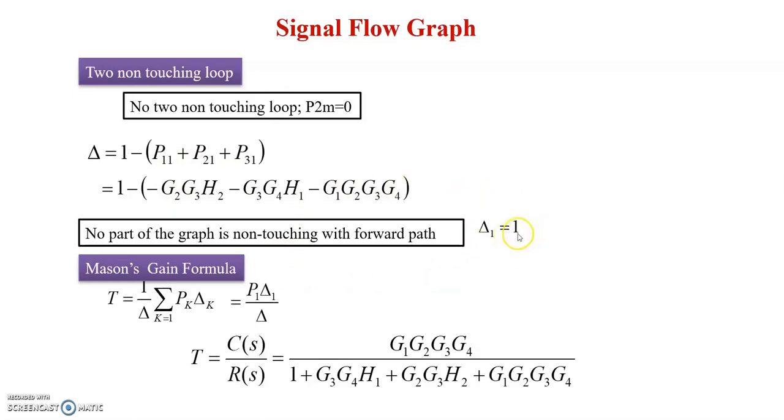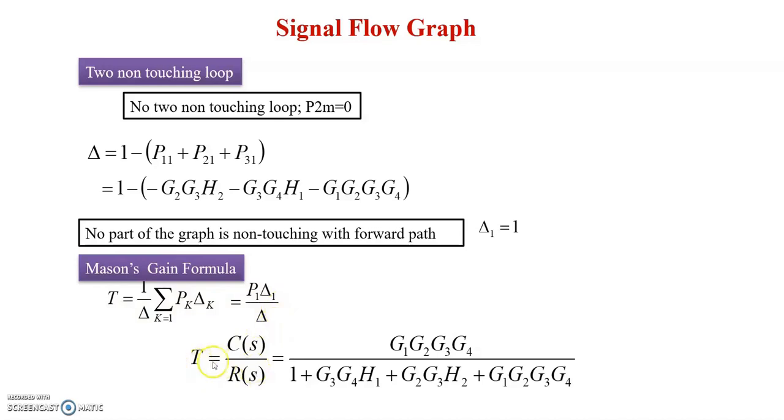Now you can substitute into Mason's gain formula. You know all the values, delta, delta 1 and P1. Just substitute, because here the number of forward paths is only 1. Depending upon this, you can write Mason's gain formula, so that T is equal to P1 delta 1 by delta.